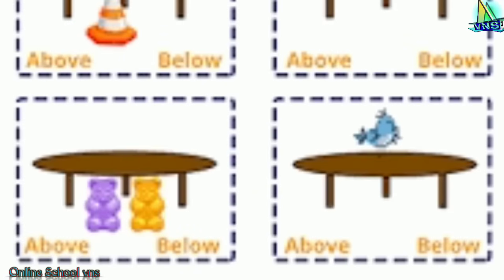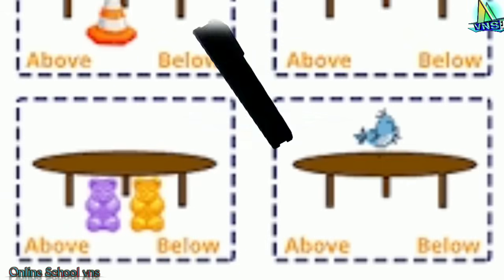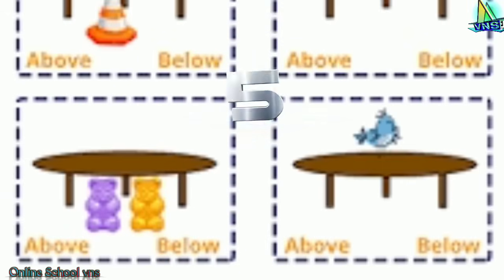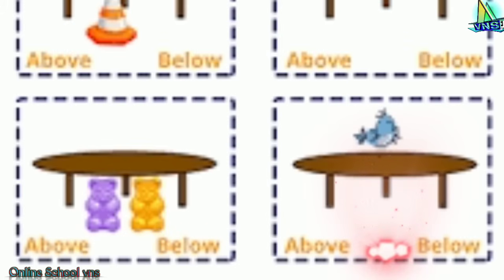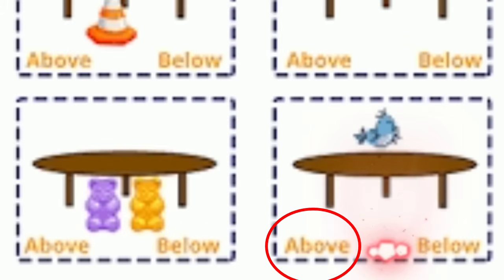For this last diagram, I am giving you 10 seconds. Now you decide and tell me which is above and which is below. Your countdown starts. Time up. Now in this diagram, these toys are below the table, and in this diagram, the bird is above the table.